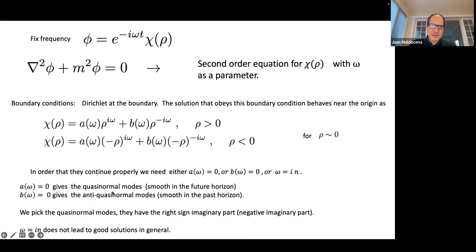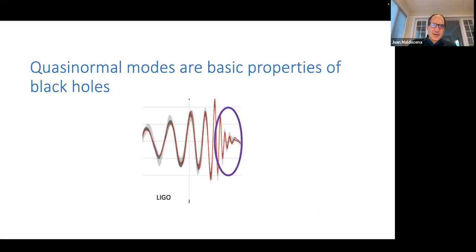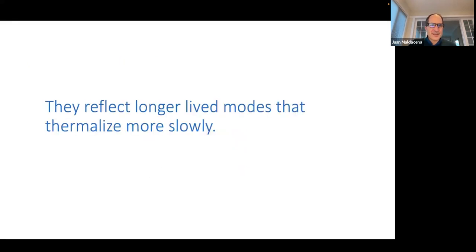They are saying that the quasi-normal modes are smooth in the future horizon, and B equal to 0 gives the anti-quasi-normal modes, smooth in the past horizon. We pick the quasi-normal modes because they have the right sign for the imaginary part. And these other ones, in general, do not lead to good solutions. Quasi-normal modes, of course, are basic properties of black holes. We see them in the LIGO waveforms, for example. They reflect longer-lived modes that thermalize more slowly.